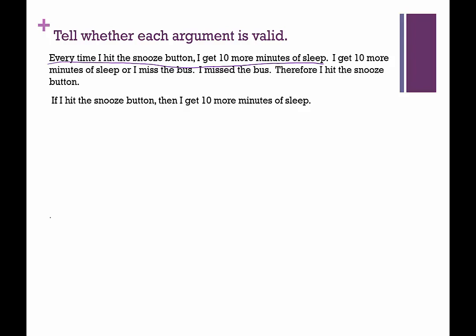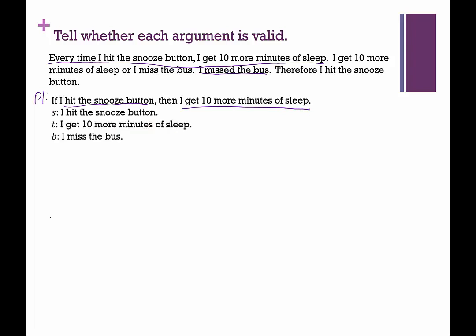So the first thing we need to do is take that first sentence, our first premise, this is now premise 1, and turn it into a conditional. Once we've done that, now we can identify the simple statements. There's one right here, I hit the snooze button. There's one right here, I get 10 more minutes of sleep. And then we actually have a third one, I missed the bus. I chose to use S, T, and B. Did you have to use those same variables? Absolutely not. Those were just the ones that I chose.